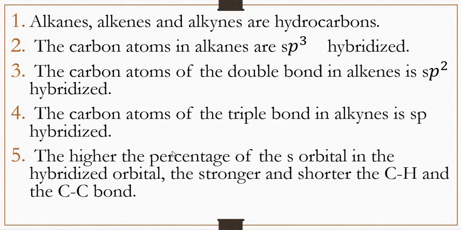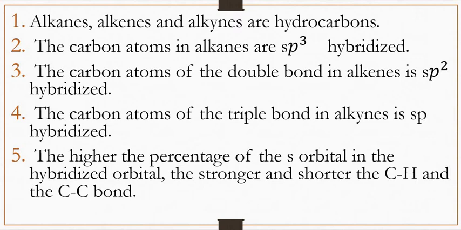The fifth point says the higher the percentage of the s orbital in the hybridized orbital, the stronger and shorter the carbon-hydrogen and the carbon-carbon bond. What this means is that if you have a higher percentage of the s orbital in the hybridized orbitals, the stronger and shorter the carbon-hydrogen and the carbon-carbon bond.